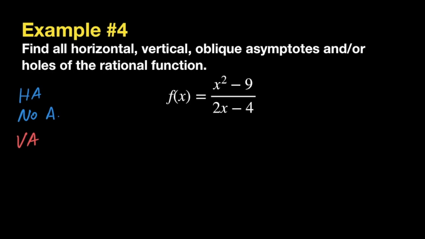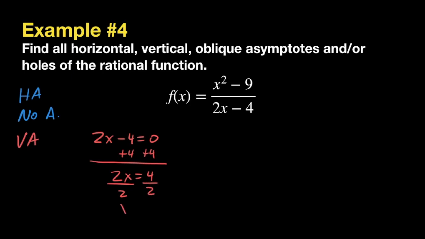Then we're going to find the vertical. To find the vertical, we just need to get the denominator and make it equal to 0. So we're going to do 2x minus 4 is equal to 0. So plus 4, 2x is equal to 4, divide by 2, divide by 2. So we have x is equal to 2. So that's going to be our vertical asymptote.